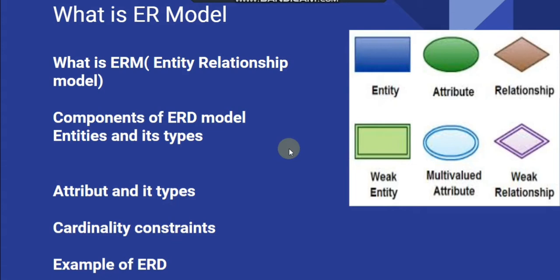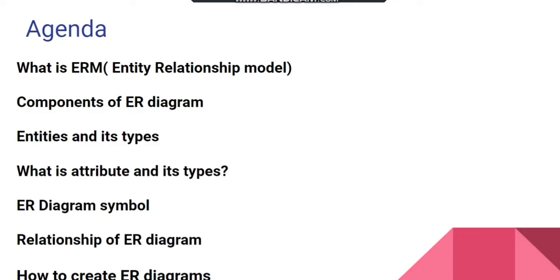So let's move on. Today's agenda includes what is ERM, components of the ERD model, entities and their types, what is an attribute and its types, ER diagram symbols, relationships in an ER diagram, and how to create an ER diagram. After completing this session, you will be aware of every part of the ERD model, and you will know how to create a simple ERD model, and from that you can move towards the complex ERD model.